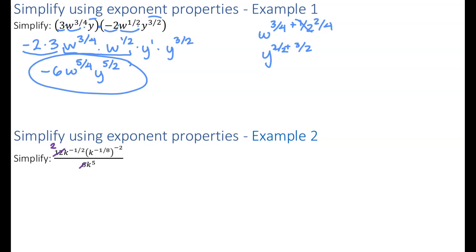I think the thing that I would like to tackle next is the power to a power. So let's write what we have. We have a 2. I'm not doing anything with the k to the -1/2 yet, but I am going to say if I have k to the -1/8 and I raise that to the -2, I'm supposed to multiply powers. So I get a positive 2/8, which is 1/4. So multiply your powers, and that cleans up the parentheses. We have a k to the 5th on the bottom.